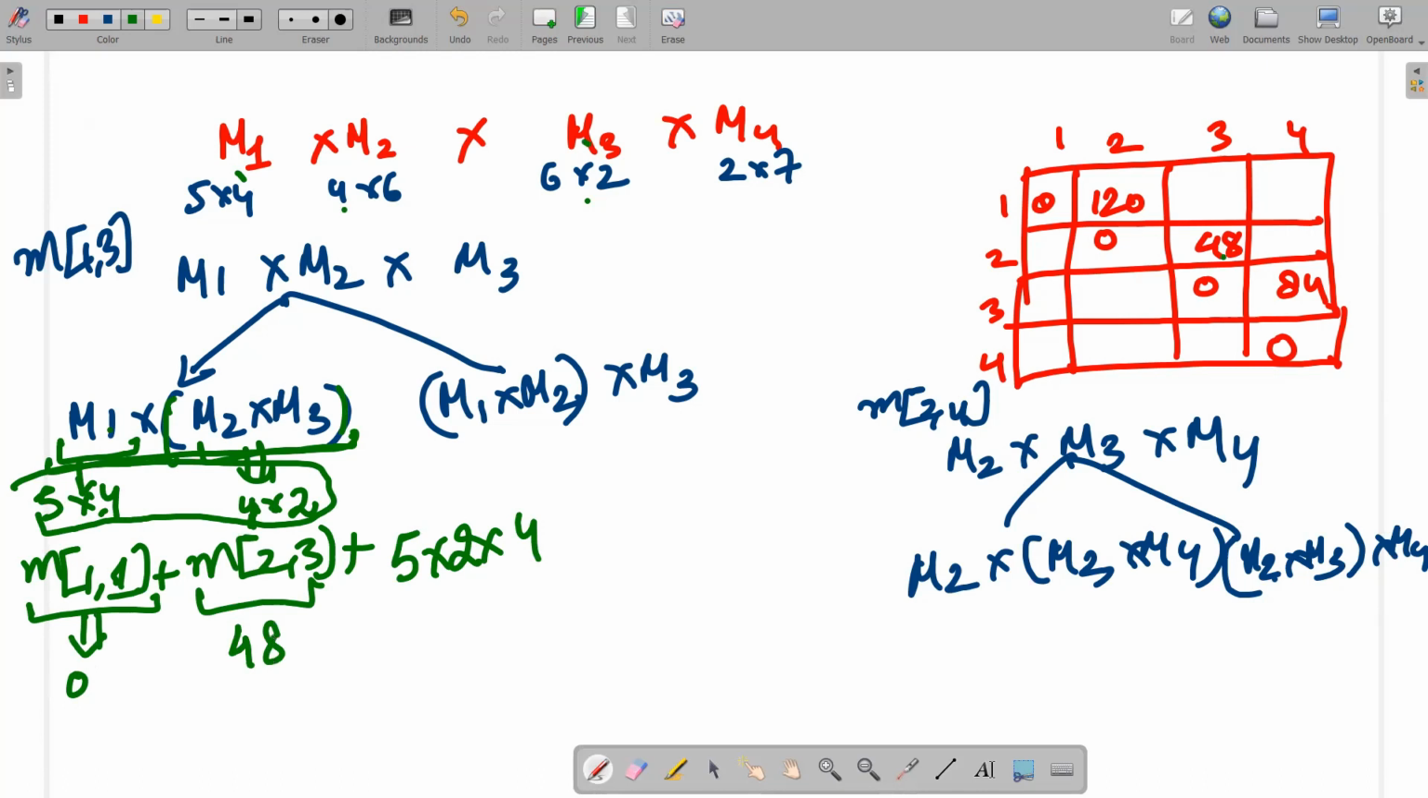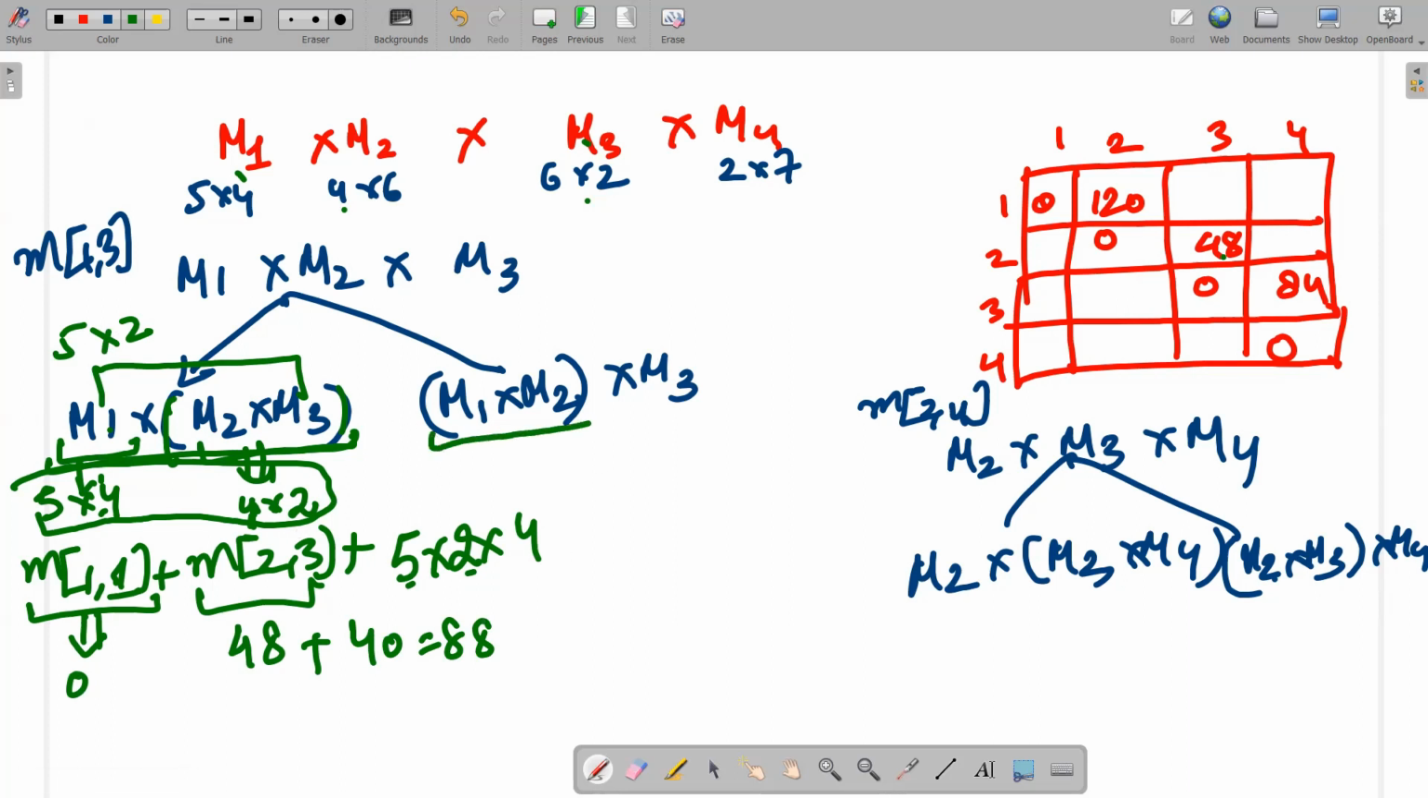So I'm writing 48 plus 5 multiplied by 2. See, the result of this is 5 cross 2, and 4 is the commonality between them. So that's why the answer is 5 cross 2, 10. 10 multiplied by 4 is 48 plus 40, which is 88. So guys, similarly, I have to calculate this.